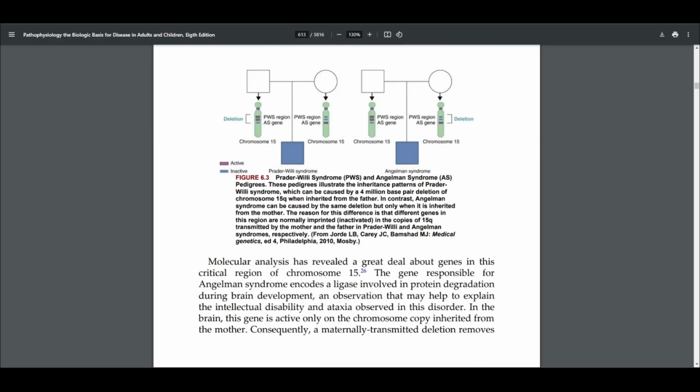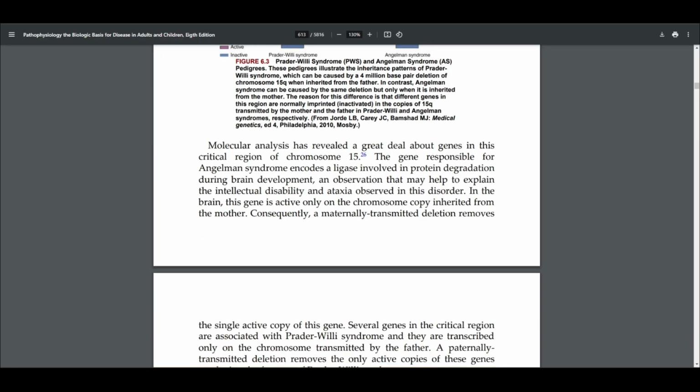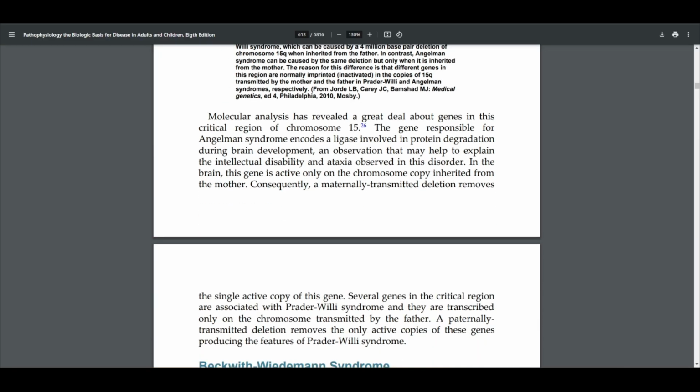Molecular analysis has revealed a great deal about genes in this critical region of chromosome 15. The gene responsible for Angelman syndrome encodes a ligase involved in protein degradation during brain development, an observation that may help to explain the intellectual disability and ataxia observed in this disorder. In the brain, this gene is active only on the chromosome copy inherited from the mother. Consequently, a maternally transmitted deletion removes the single active copy of this gene.